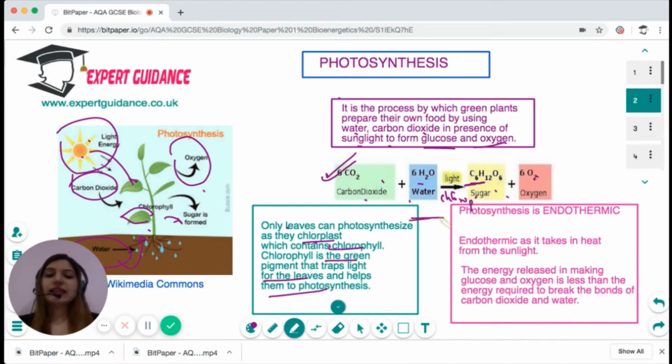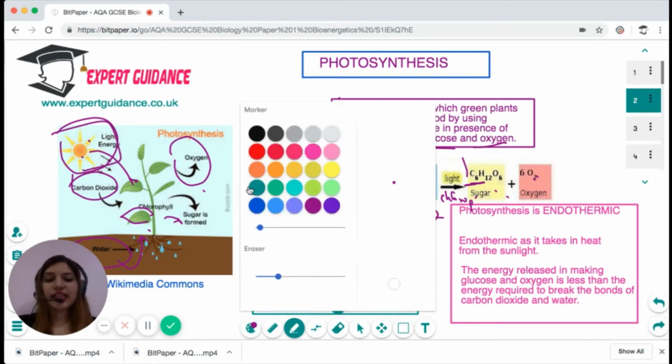Next is, if you remember from the energy changes video for chemistry, we discussed what an endothermic and an exothermic reaction is. So if there's any reaction that takes in heat or energy, that's an endothermic reaction. Now you can see in this, photosynthesis is taking in light energy, hence it is an endothermic reaction.